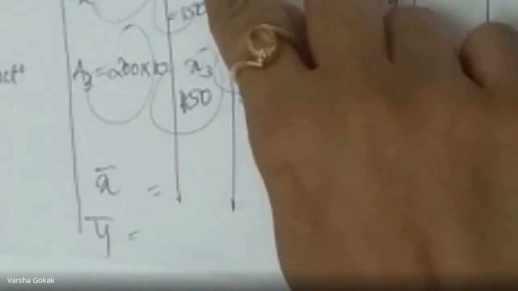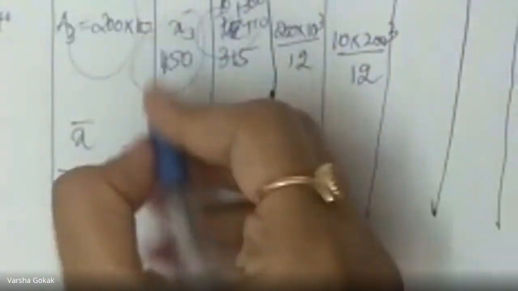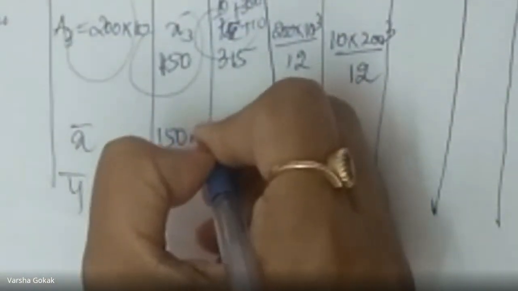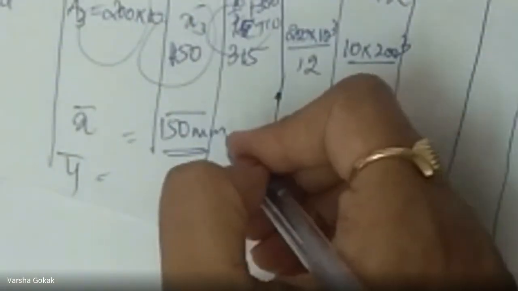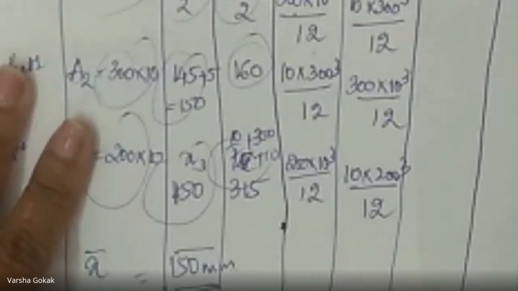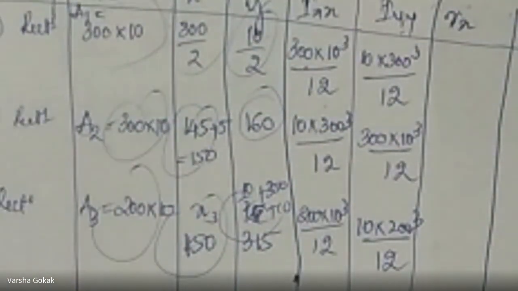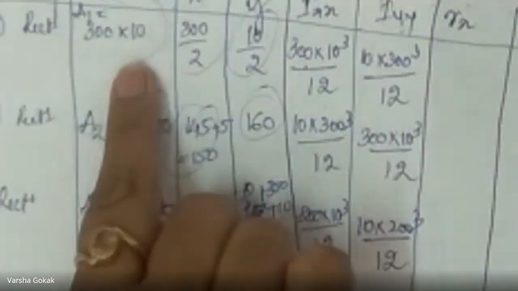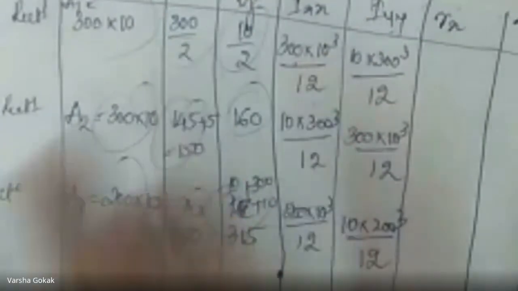See, x values are here also 150, here also 150, here also 150. So what is the meaning? X bar is going to be 150 mm, symmetrical about the y-axis. So no need to calculate by putting into the formula. I only have to calculate y bar: A1 y1, A2 y2, A3 y3 divided by A1 plus A2 plus A3.